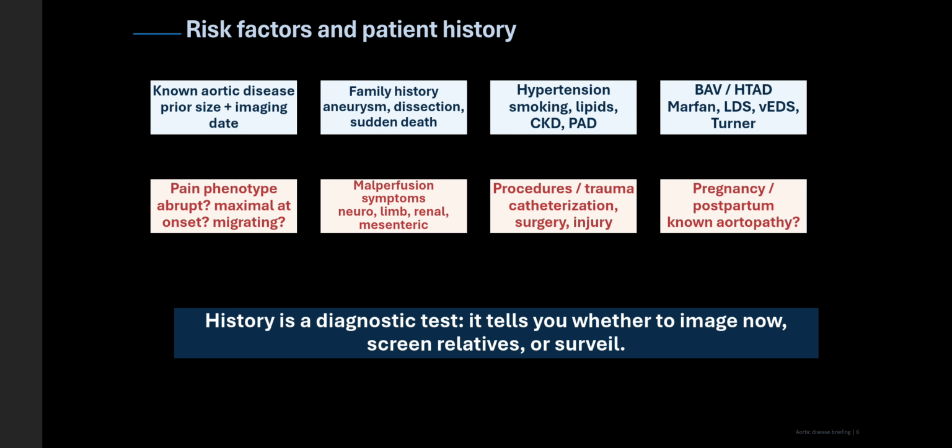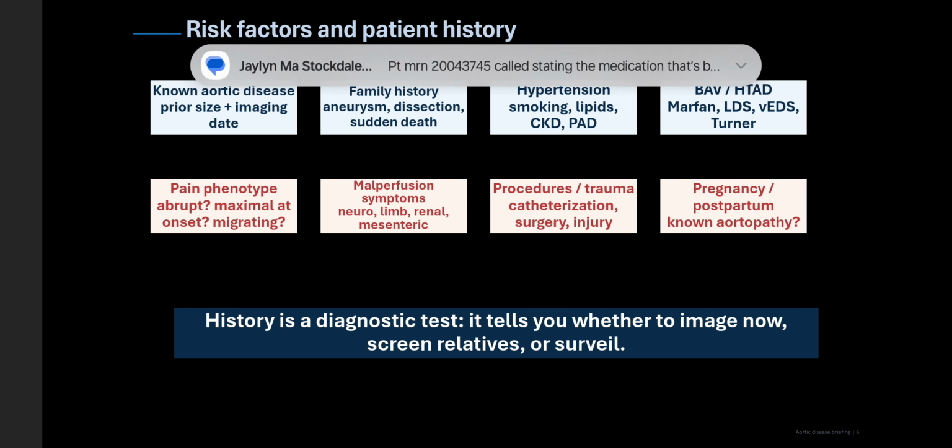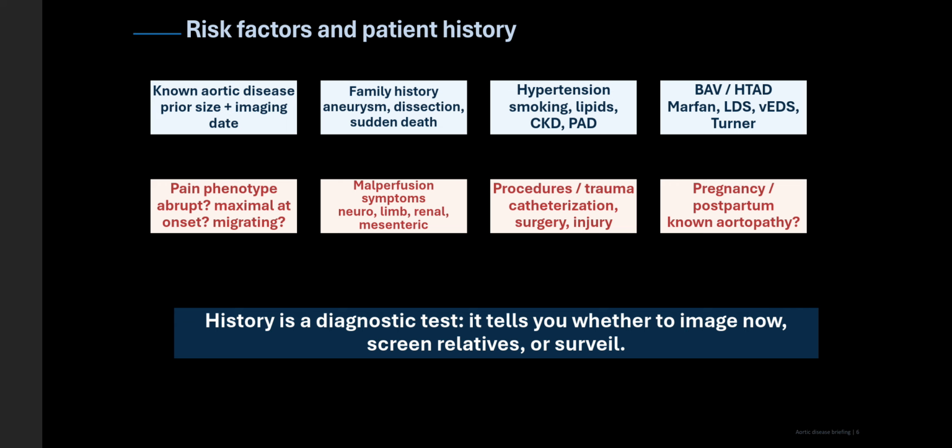It all boils down to risk factors and patient history. Is there known aortic disease? What's the prior size of the aorta? When was the image taken? Is there a family history of aneurysm, dissection, sudden death? Does the patient have hypertension? Does he smoke? What's the lipid status? Chronic kidney disease, peripheral vascular disease. Are there any syndromes? Marfan, LDS, Turner syndrome. What is the pain phenotype? Are there any malperfusions? Have recent procedures been done? Is the patient pregnant or known to have aortopathy?